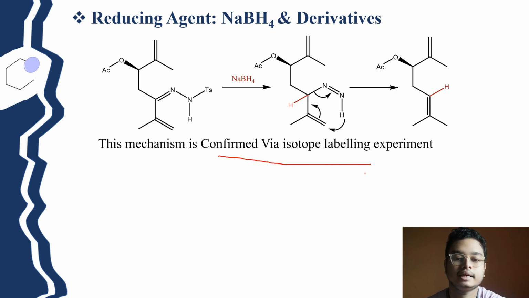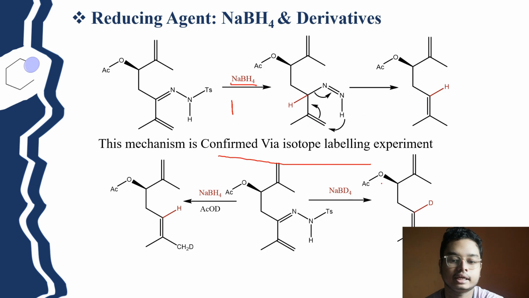So this is a very interesting reaction, and this mechanism was confirmed by an isotope labeling experiment. In an isotope labeling experiment, instead of using NaBH4, people use NaBD4, that is the isotope of hydrogen. We get a similar product to the one observed here, and this product is only achievable when the reaction follows this mechanism. So the mechanism is confirmed by the isotope labeling experiment.